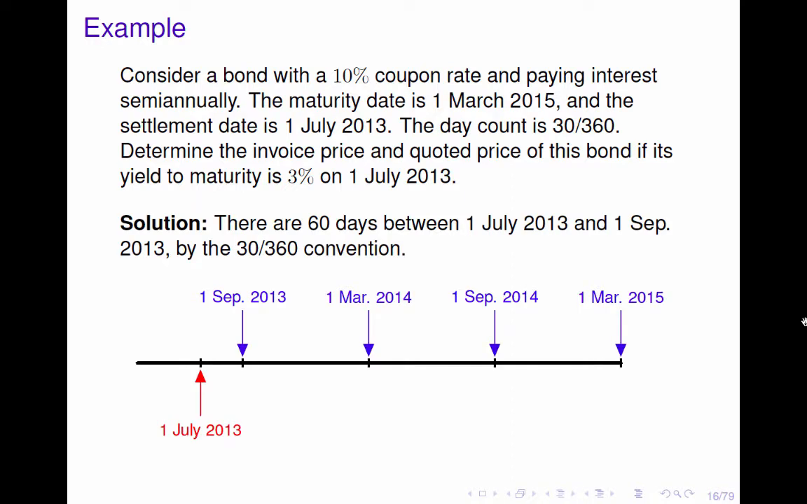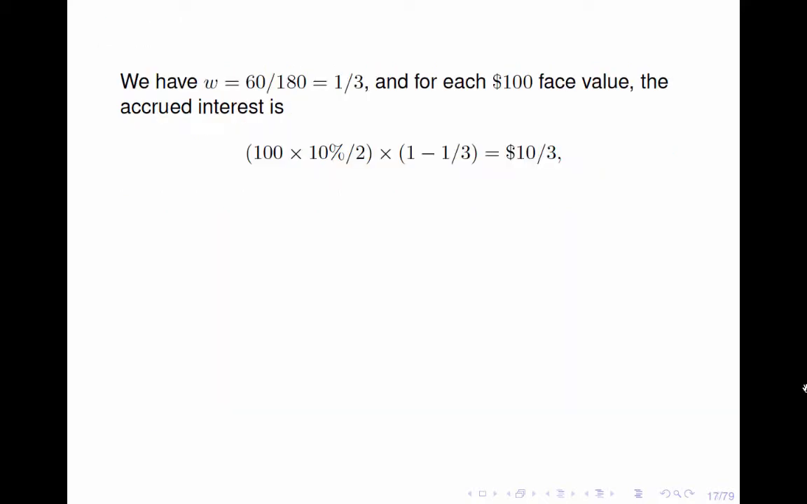Below is the timeline for this bond. Note that the settlement date, July 1st, 2013, is in between two coupon payment dates. By the 30 over 360 convention, there are 60 days between July 1st, 2013, and the next coupon payment date, September 1st, 2013. Therefore, we have W equals 60 over 180, that is 1/3.